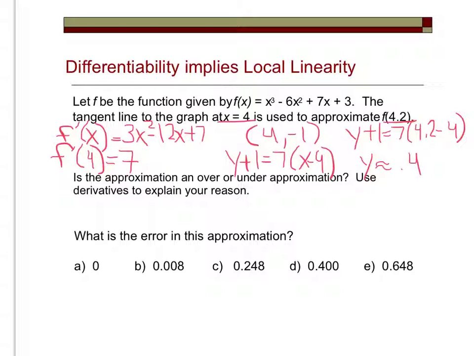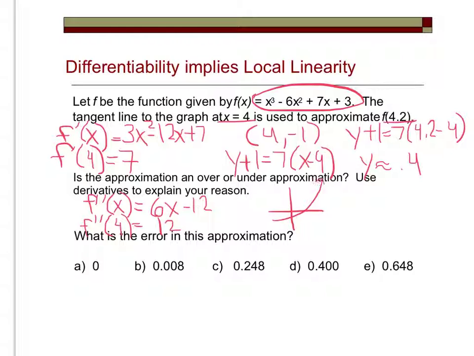Now, do you think this is an over approximation or under approximation? So I have this cubic function, and I've drawn a tangent line to it. Is my tangent line above or below? Well, we can tell that by the concavity of the graph. For concavity, we need the second derivative, which would be 6x minus 12. Looking at the point 4, is that going to be positive or negative? Well, 24 minus 12 is positive. So that means my graph is concave up at 4, so that when I draw a tangent line, whoa, that's rough, I get an under approximation. Okay?